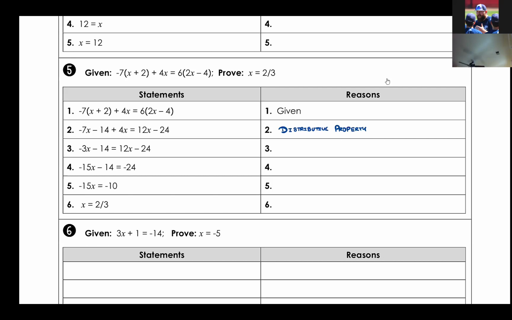Okay, so that's why I wanted to talk about this. He says it's addition property. Can anybody tell me why it's not the addition property? You didn't add what to where? You're in the right ballpark. You're in the right area. So why is negative 7x plus 4x not addition property?